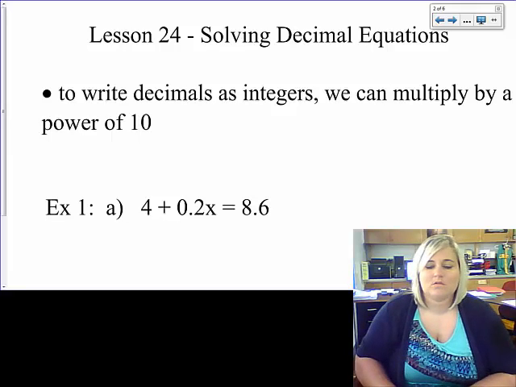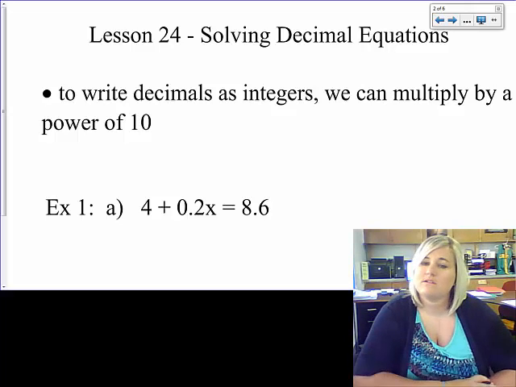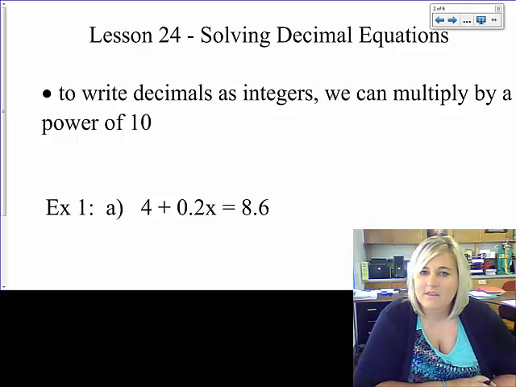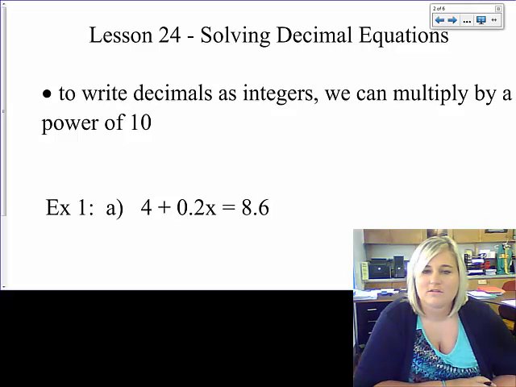Lesson 24, Solving Decimal Equations. To write decimals as integers, we can multiply by a power of 10. I'm going to tell you, first of all, that this is the way that your book teaches it. So I'm going to show you one example of doing it the way that your book teaches it, but after that, it's just the same as we would anything else.